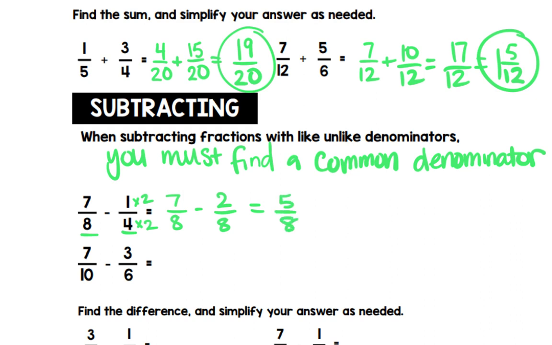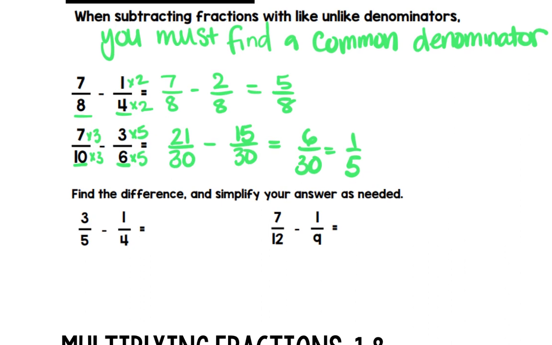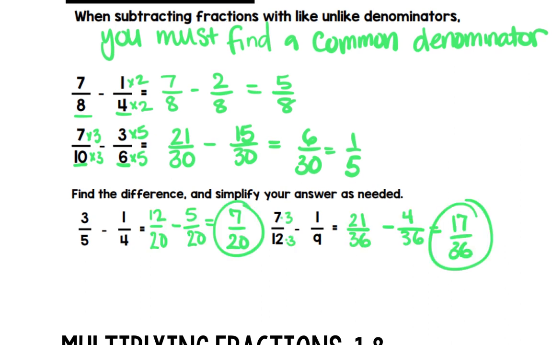Now we're going to find the common denominator between 10 and 6. We can use 30. So 10 times 3 is 30. 7 times 3 is 21. For this fraction, 6 times 5 is 30. So we have 15. 21/30 minus 15/30 is 6/30, which will simplify to 1/5. Try these two. The answers are 7/20 and 17/36.